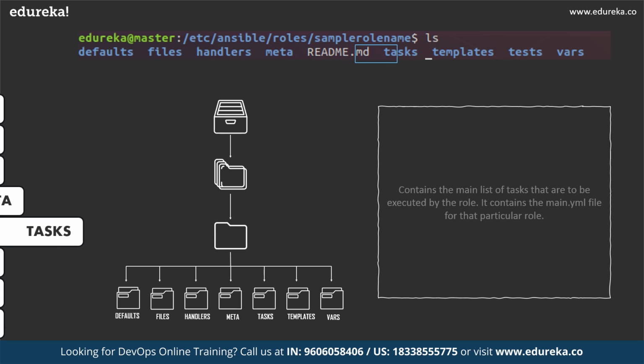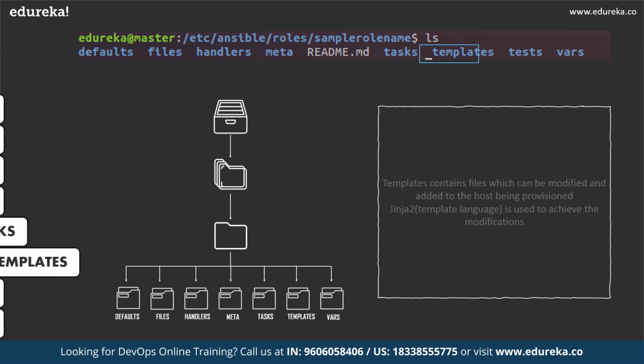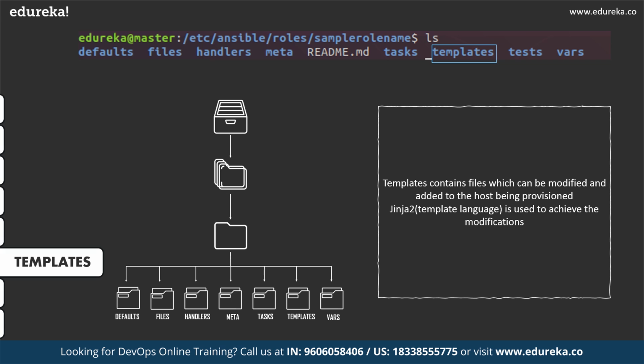Moving forward, we have tasks. Tasks contains the main list of tasks that are to be executed by this particular role, and it contains a YAML file for that particular role itself. Now after that, we have templates. Templates contains those files which can be modified and added to the host being provisioned. Jinja2 is a template language which is used to achieve these modifications.